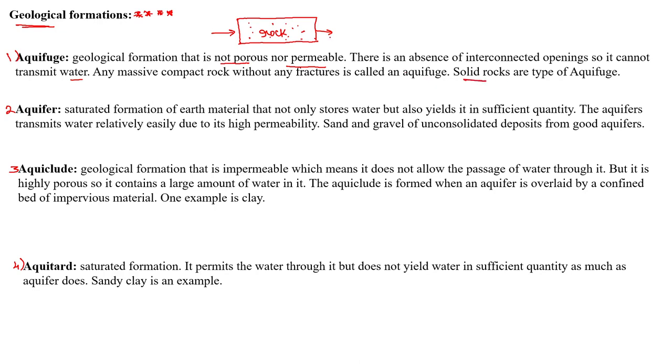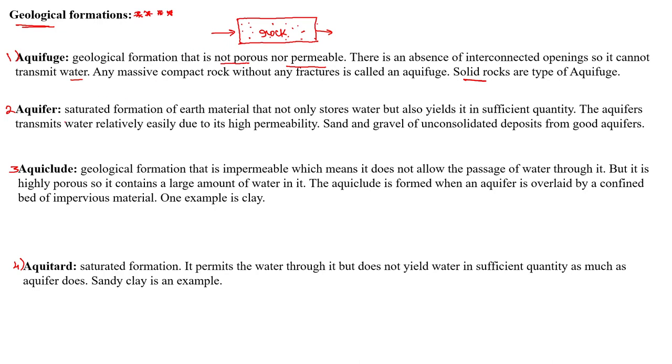It does not contain any pores, or if some pores are available, whatever water you pour on top of its surface will percolate downwards. Since this type of structure doesn't have any pores, it won't be able to permit water through it. So these types of formations are called aquifuges.